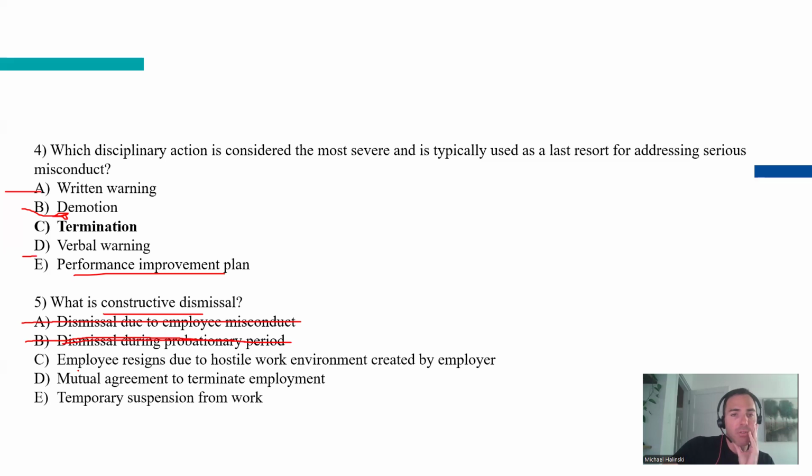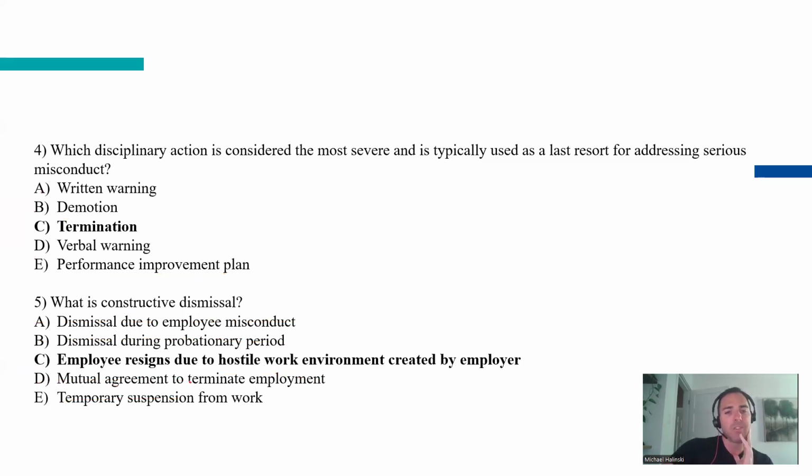Employee resigns due to hostile work environment created by employer. This is a very likely scenario. Again, the employer creates an ugly work environment that pushes somebody out the door. The mutual agreement to terminate an employee, no. Constructive dismissal is all about not a mutual agreement. Temporary suspension from work, no, that's none of those. So there you go. The employee resigns due to hostile work environment.